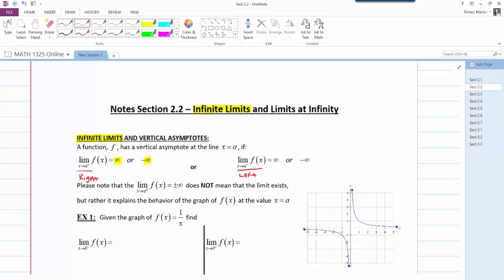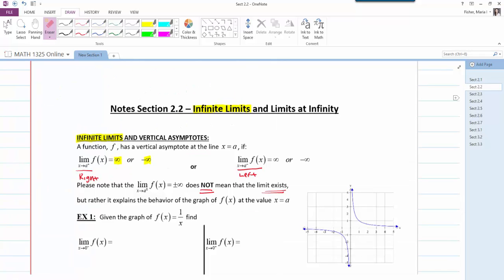Now, please note, when we say that the limit as x approaches a number is equal to either positive or negative infinity, it does not mean that our limit exists. Actually, our limit still does not exist. We write positive or negative infinity to explain the behavior of the graph of the function at that value.